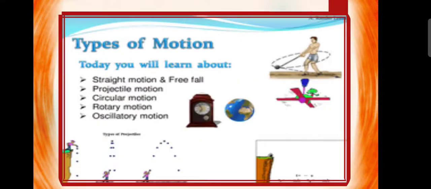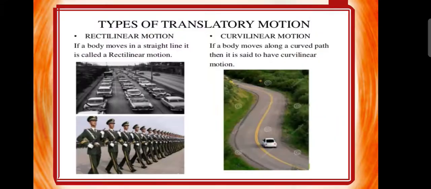Children, you know there are a few types of motion like straight motion or rectilinear motion. Now there is one more type which you will not have in your book but that you will learn in your higher class, projectile motion. Circular motion, rotary motion or rotatory motion, or oscillatory motion. Let us learn one by one about the motions which are present in your textbook.